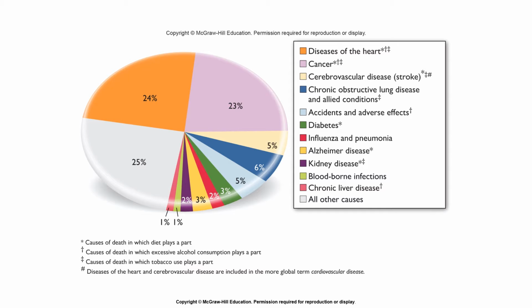Why do we study nutrition? One of the essential reasons we study nutrition is because it has such an impact on our health. This slide is showing us causes of death in the United States. If we look at causes of death, we see that diseases of the heart, cancer, cerebrovascular diseases like stroke, diabetes, kidney disease, chronic liver disease, all of these have major relationships to our diet and to nutrition.